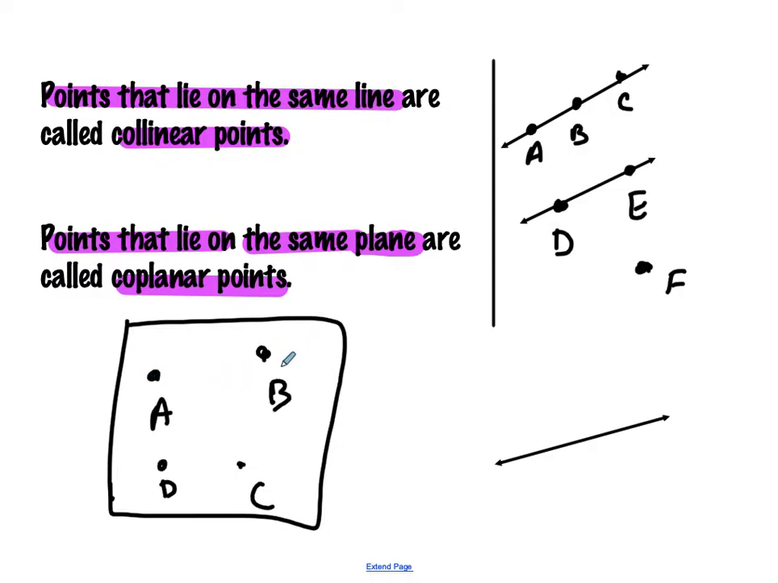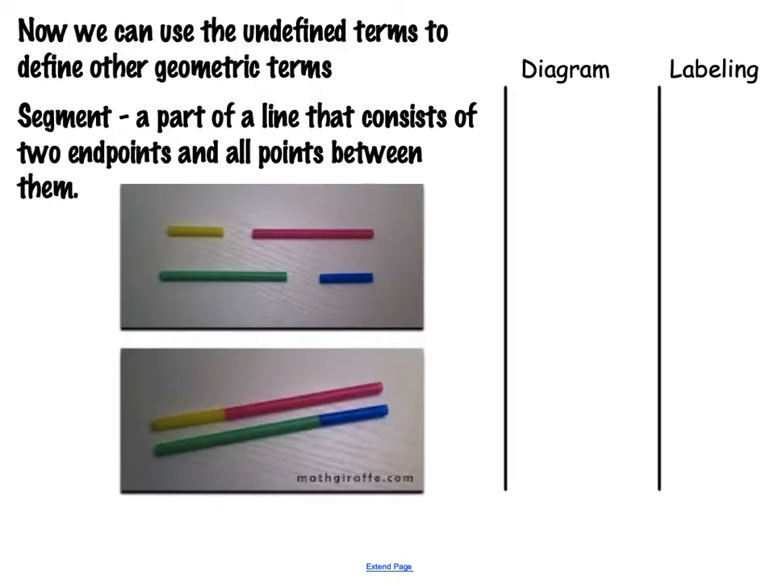So are A, B, and D, as long as they lie on the same plane. Okay. All right, and now we move forward to other terminologies in geometry. Now we're going to use the undefined terms point, line, and plane that we learned earlier. Now we're going to use them to define other terms, right?